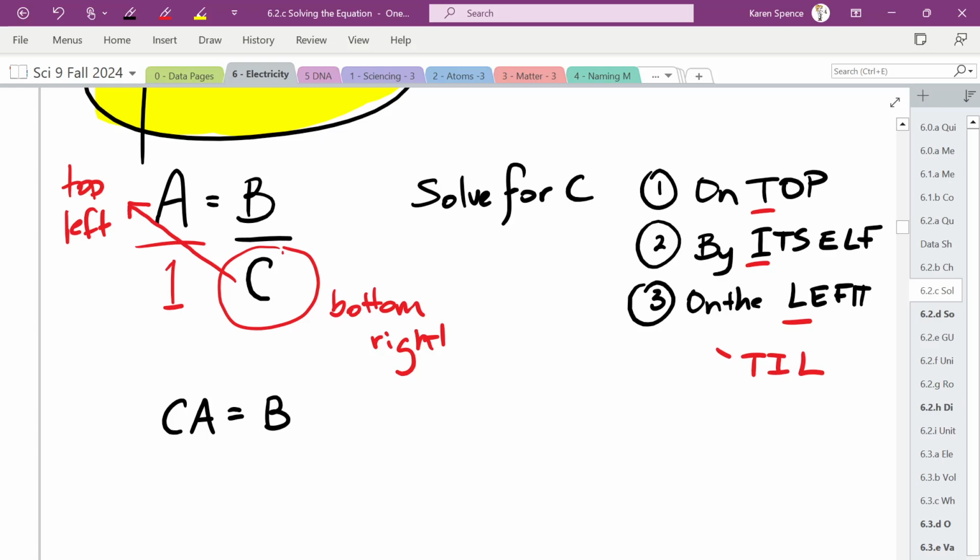Is C by itself? No. Now remember, if you don't have a bottom that you can see, you can always put these over 1. So you can see that there actually is a bottom. How are we going to get C by itself? What is cluttering up C? The A.